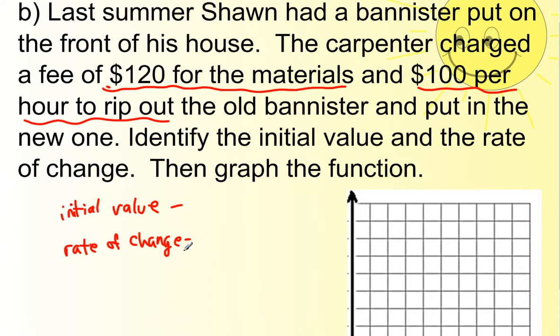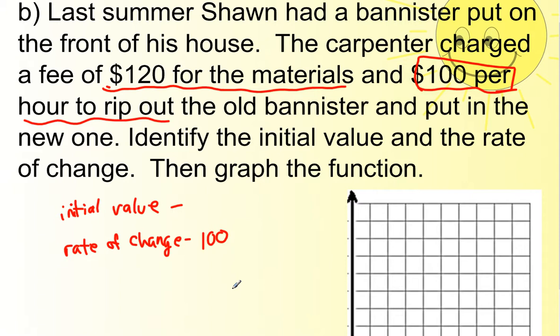The carpenter charged $120 for materials and $100 per hour. Anytime you're doing something repeatedly over and over again, that's going to be a multiplication. I can tell you right now that will be our rate of change. That's our slope. That's how much the cost of replacing the banister is going to change over time, because every hour this guy works on the banister, he's going to charge another $100. So over time, this is going to increase the cost. So our rate of change is $100 per hour.